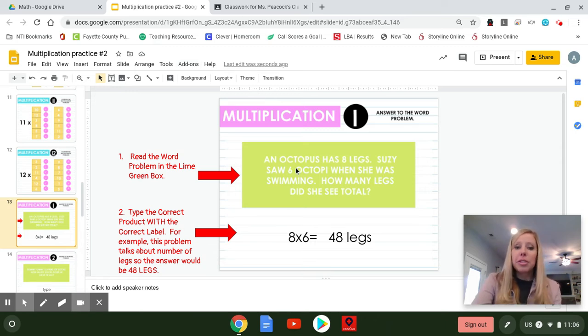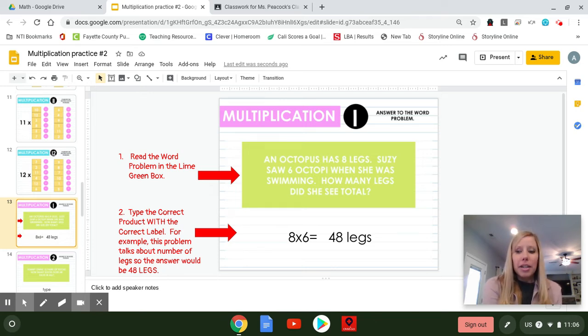So our first problem looks like this. It says an octopus has 8 legs. Susie saw 8 octopi when she was swimming. How many legs did she see total? Well, I see the word total, so that lets me know that I am solving a multiplication problem.